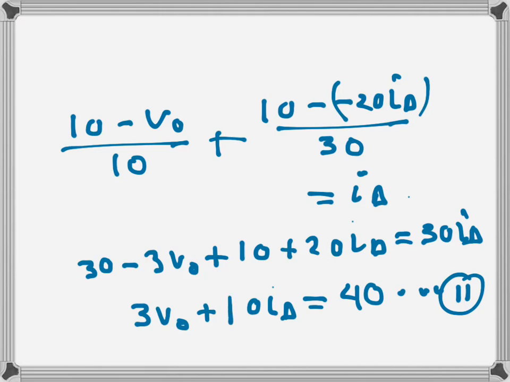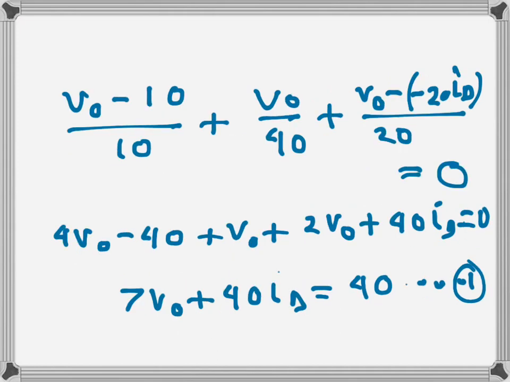Because of the polarity, what I have done is I have taken the minus 3 V naught to the right hand side and this one also to the right hand side, and the 40 remains on the left hand side, but then I have written the right hand side as left hand side and left hand side as right hand side. So 30 I delta minus 20 I delta, and it will be 10 I delta.